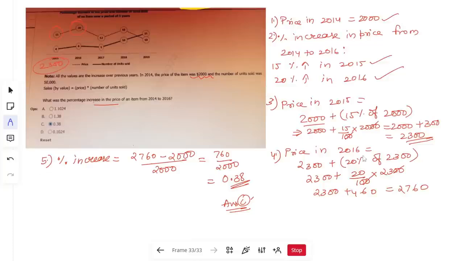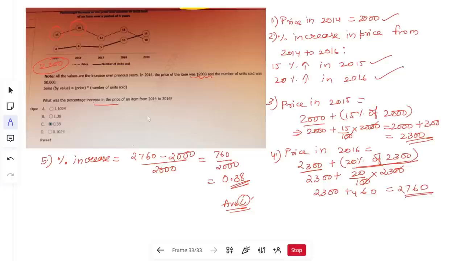Now again we will calculate the price in 2016. We will take the price from last year, that is 2300, plus the percentage increase that has happened in this year, that is in 2016. From the diagram we can see that the percentage increase in 2016 is 20%. So we will do 20% of 2300. When you solve it, you will get the new price as 2760, which is the new price in 2016.